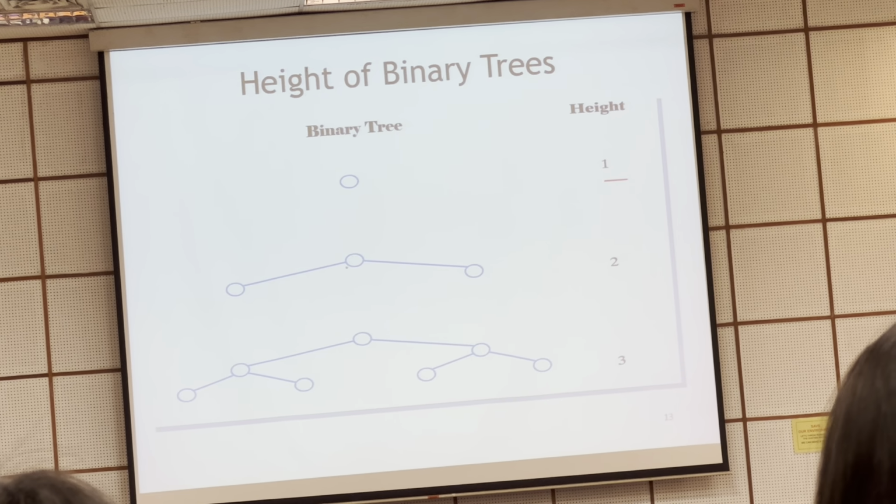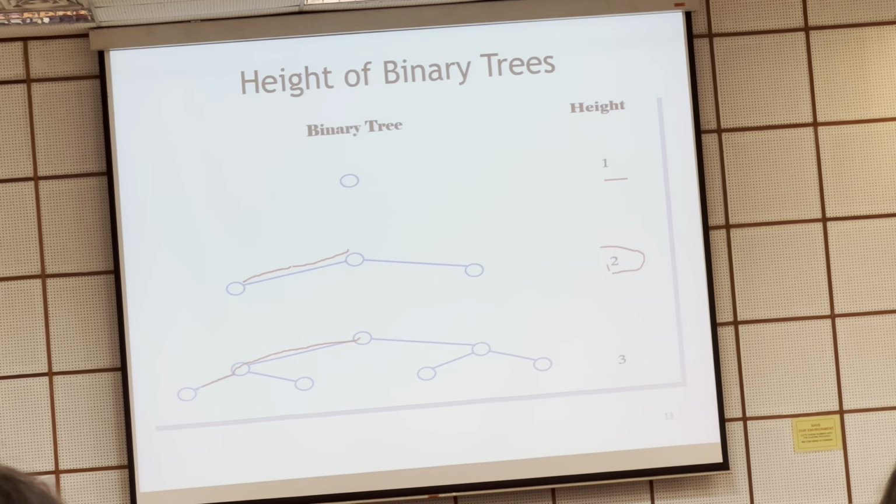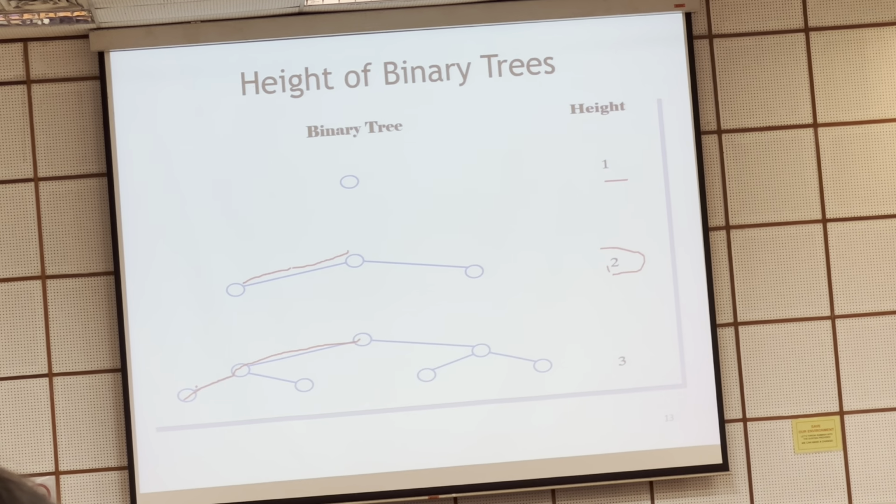So here I have the root node with 2 children. So the path is only 1. So 1 plus 1 is 2. That is the height. So from the root, go down to the last node. We have 1 path here, then 1 path. Actually got 2, isn't it? So 2 plus 1 is 3. So this is the height of your tree.